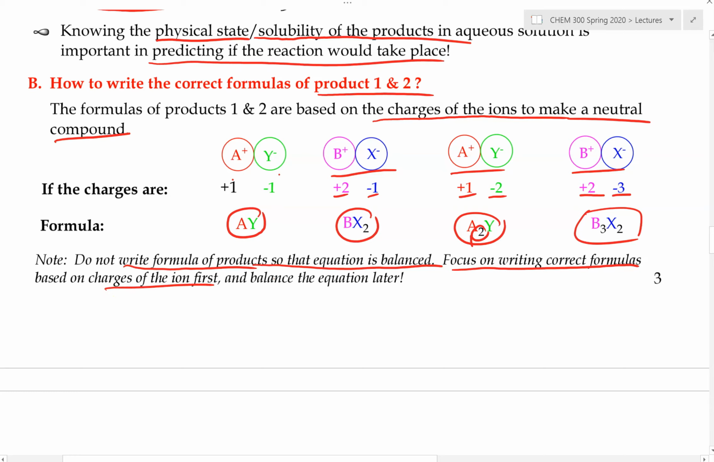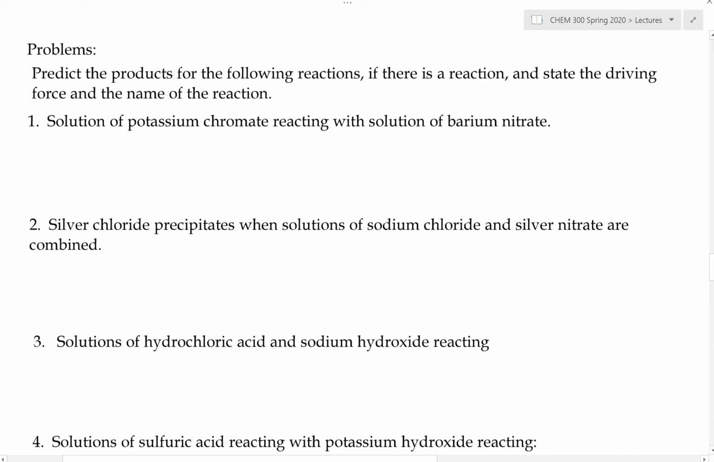Okay, let's now try a few examples. Predict the products of the following reaction. If there is a reaction, state the driving force and provide the name of that reaction. So let's try example number 1. In this case, we have a solution of potassium chromate reacting with a solution of barium nitrate. We take these two solutions and react them together. Will there be a reaction? And if there is a reaction, what will be the products?